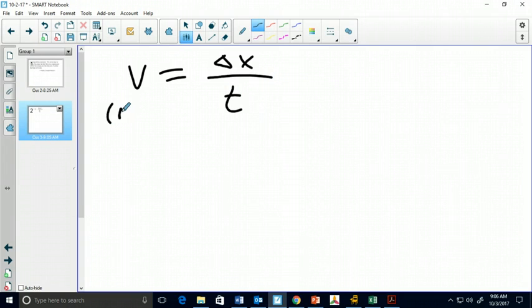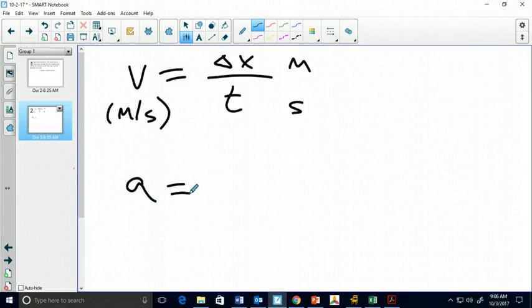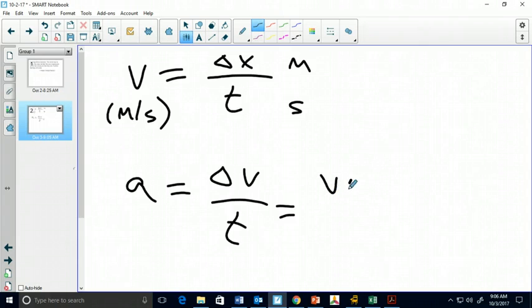Because again, remember this is meters per second, and this is meters, and this is seconds, right? And we learned acceleration, right? Acceleration is what? Good. Change in velocity over time, right? So you could even call that Vf minus Vi all over t. Cool so far?